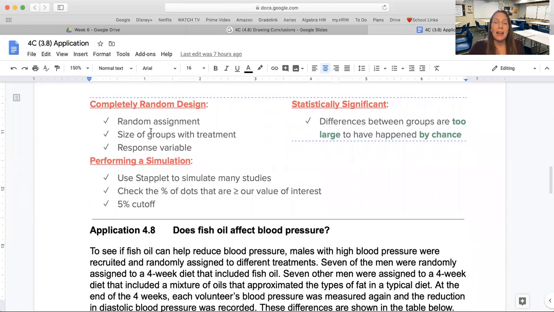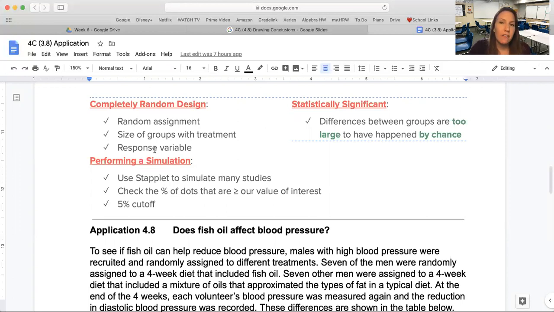We know that a randomized design has random assignment. The size of the groups are the same, and we have a response variable that can be measured. To perform a simulation to check the results of our randomized design, we'll use Stacklet to simulate many studies or many experiments. Then we're going to check the percent of dots that are greater than or equal to our value of interest. So in our last example, remember, it was 2.9 centimeters, and we didn't have any results above that.